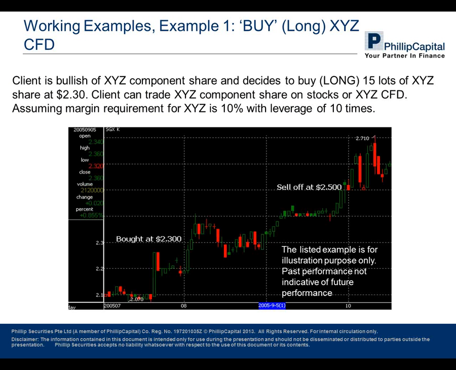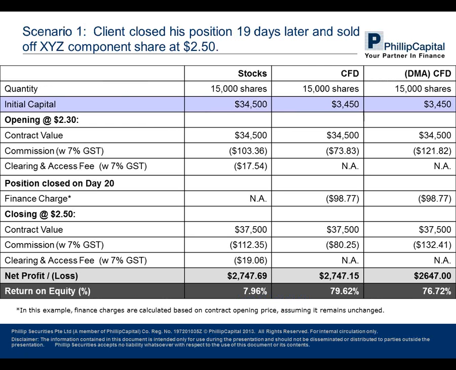So again, here's a working example on how you long a share. In this case, the client is bullish and he decides to buy. Okay, so there are many instruments that he can use. He can buy stocks, CFD, or even DMA. Looking at the initial capital, remember I was saying that CFD and DMA CFD only requires 10% margin. So that's why the initial capital is only 10% of your stocks position.